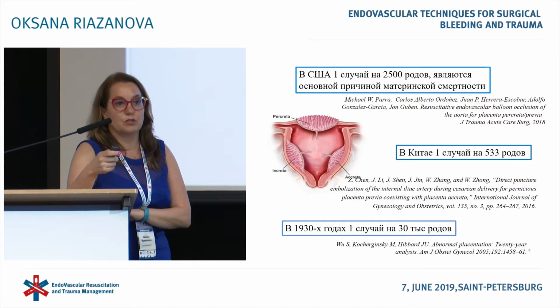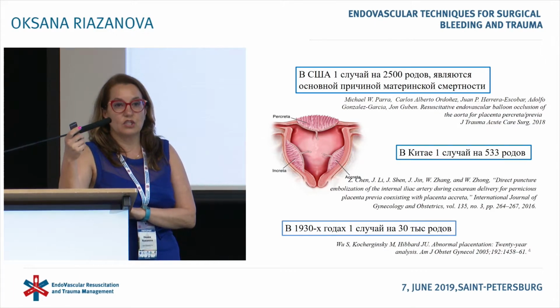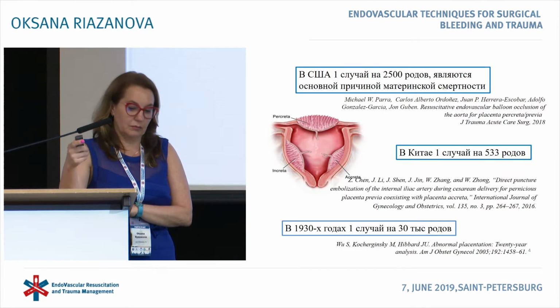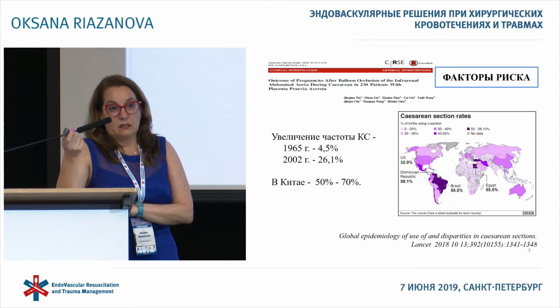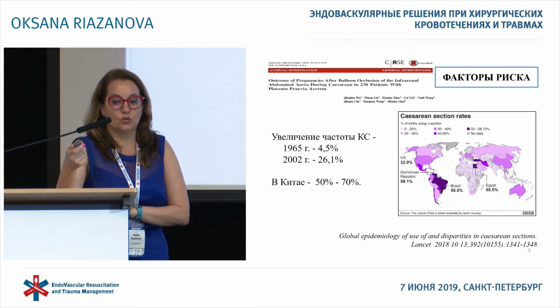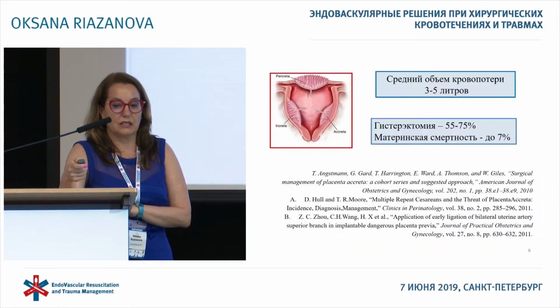The US colleagues described 1 case per 2,500 deliveries, childbirths, and Chinese colleagues say they have 1 case per 533 baby deliveries, although in the 30s these cases were much more rare. Why is this happening? Because the incidence of cesarean sections is significantly increased today. In some countries, up to 50% of deliveries are done through cesarean section.